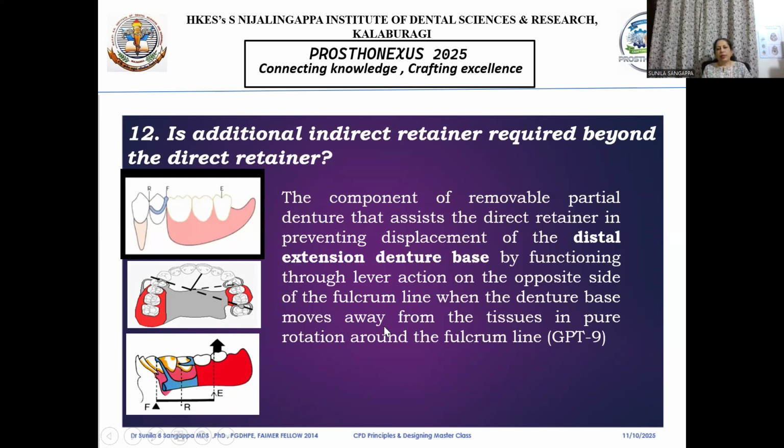So the definition says it all. The component of removable partial denture that assists the direct retainer in preventing displacement of the distal extension denture base by functioning through a lever action on the opposite side of the fulcrum line when the denture base moves away from the tissues in pure rotation around the fulcrum line.